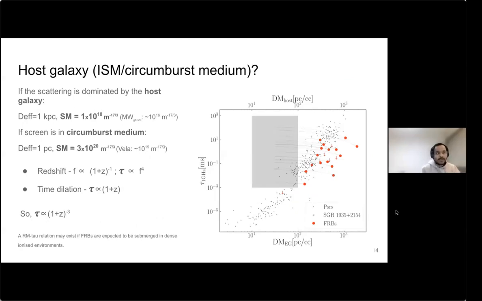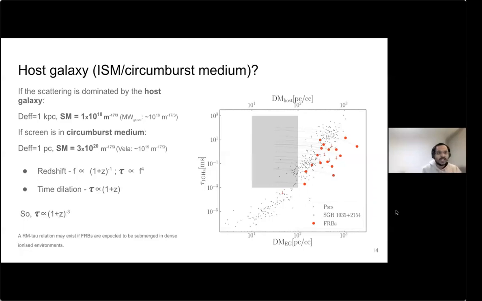If we want to compare the scattering timescales directly, we need to keep in mind that the FRBs are actually coming from a large redshift. Therefore, the rest frequencies have been redshifted and the time has been dilated. So we correct for those factors by scaling the frequency by a factor 1 plus z, and tau scales as frequency to the power of minus 4, and the time dilation is directly proportional to 1 plus z, leaving us with a simple scaling law of tau proportional to (1 plus z) cubed.